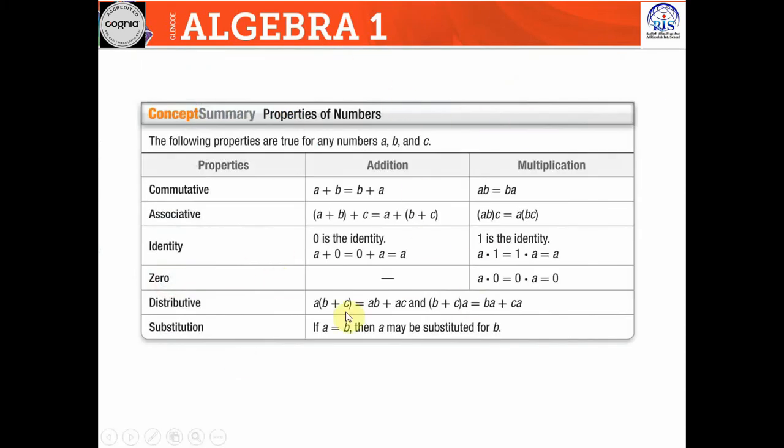This table is a kind of revision for the commutative property, associative property, identity property, zero property, distributive property, and substitution property. Like this, the lesson is finished.